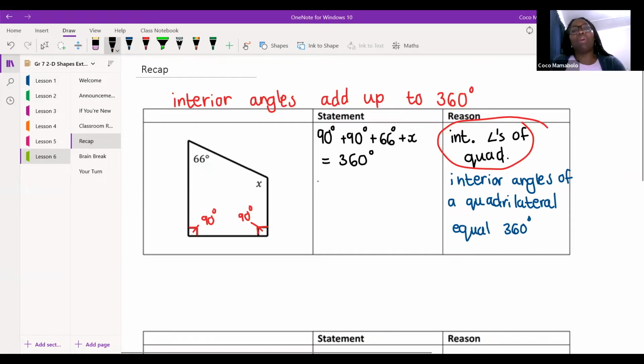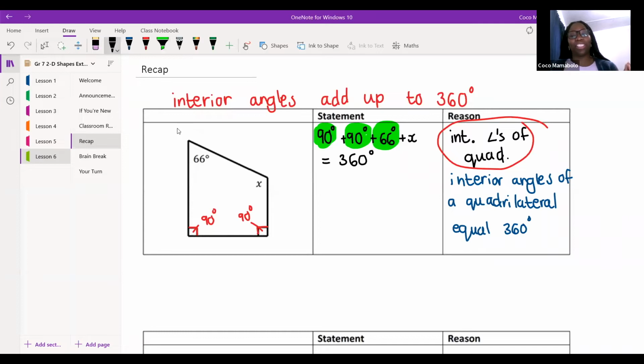All right, so now what we can do, and I think I'm gonna take your guys' advice and do it the way that you guys did it. What I'm going to do is I'm going to take 90 degrees plus 90 degrees plus 66 degrees, and I'm gonna add them all up together. I want you guys to grab your calculators, add them up, and tell me what it gives you. Unless you can do some quick mental maths, then you're more than welcome to give me the answer as quickly as possible in the chat.